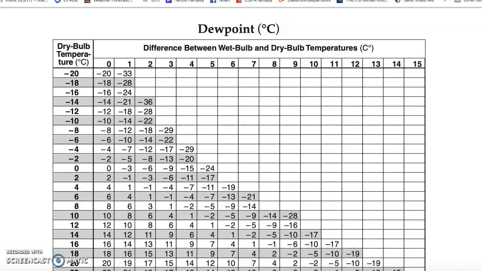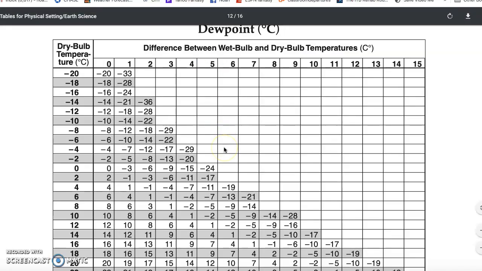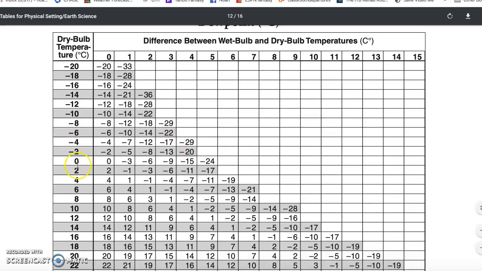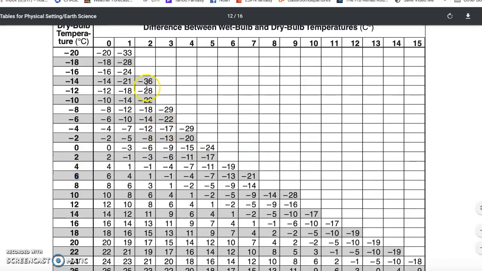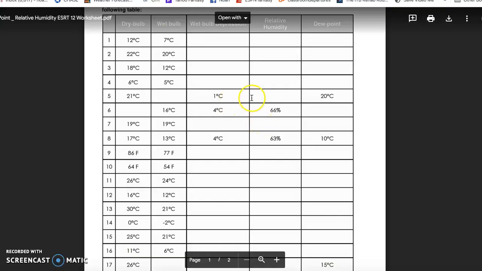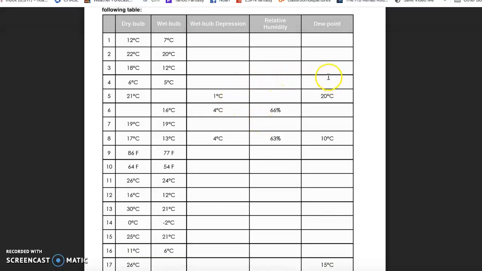So let's get the reference table going. Let's get dew point first. We have 6 and 1, right? 6 for the dry bulb, that's here. 1 for the difference. I'm going to see where they meet up. That's the number 4, so the dew point is 4. I would put a number 4 right here.